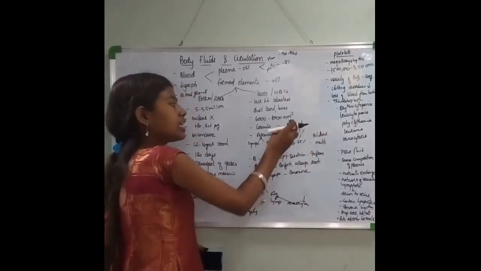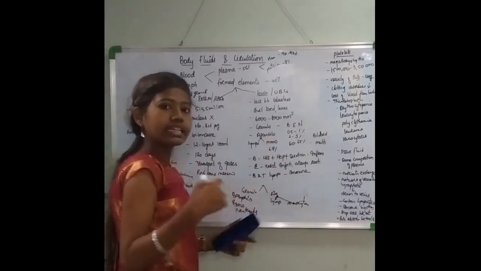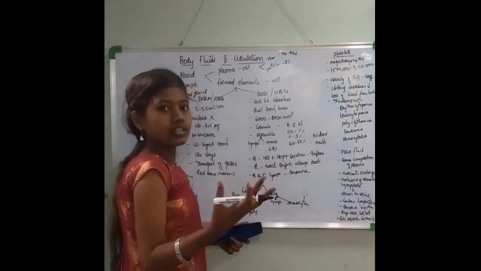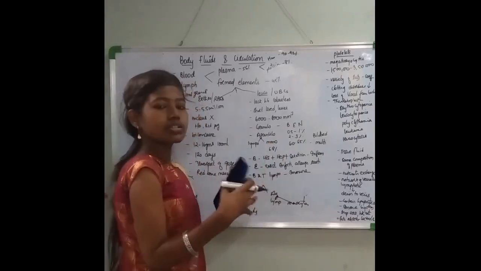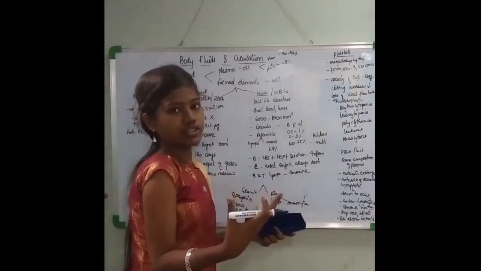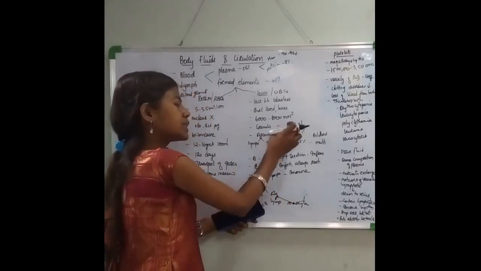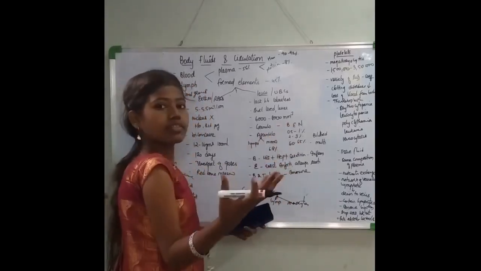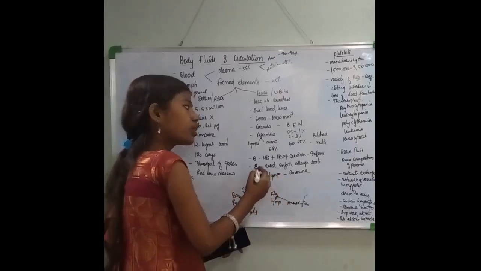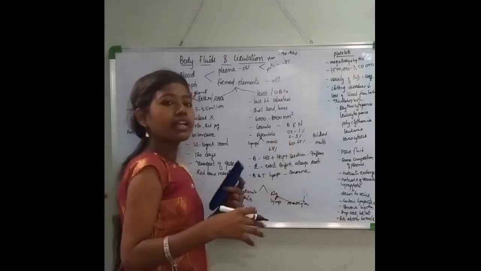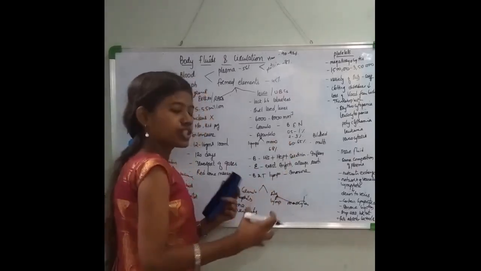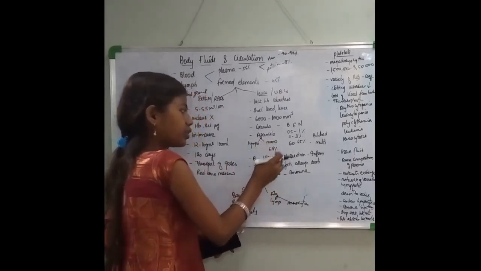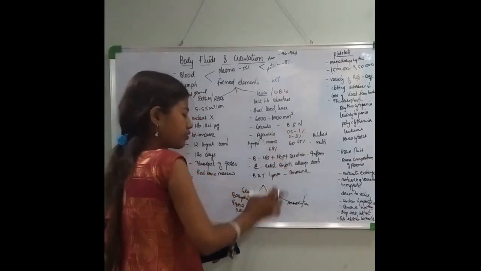Now basophils release histamine, heparin, and serotonin. These products cause inflammatory reactions. Whereas eosinophils resist infections and assist in allergic reactions. So these are the functions of basophils and eosinophils.